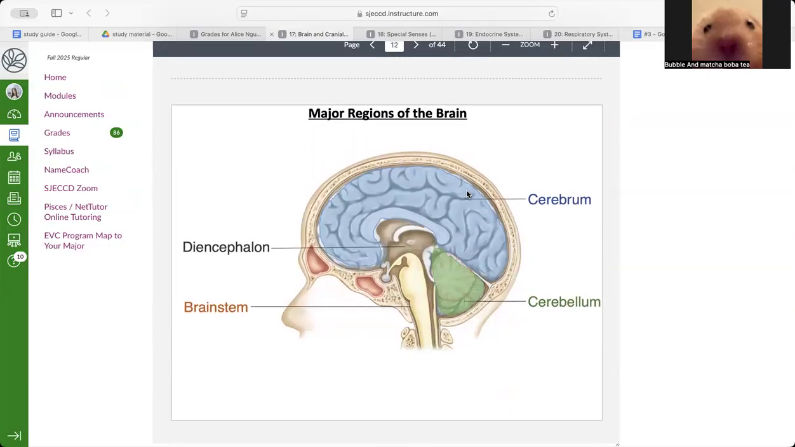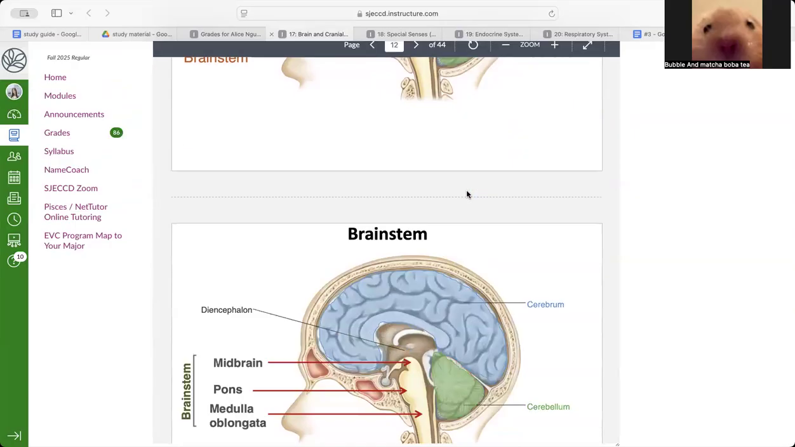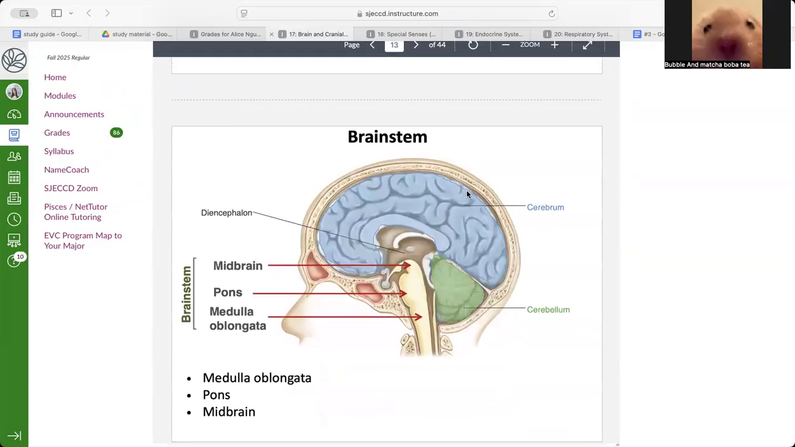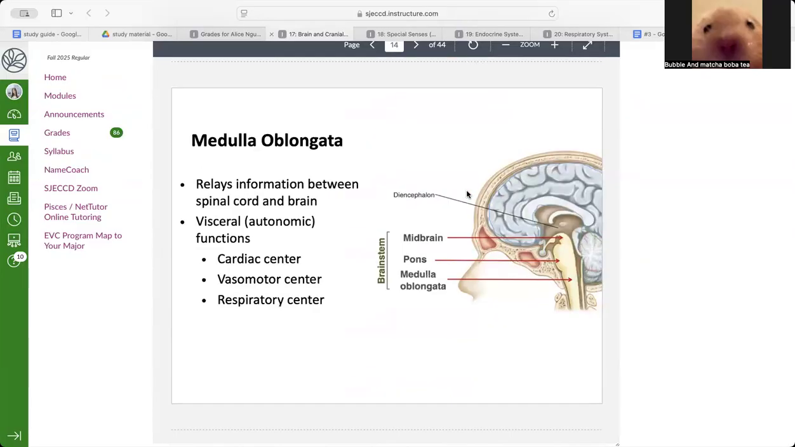We have the major regions of the brain. So we have the brainstem, which is split into the medulla oblongata, pons, and midbrain. The medulla oblongata is the inferior part of the brainstem. It relays information between the spinal cord and the brain, and it has visceral automatic functions. They help control the visceral organs so you don't have to think about it.